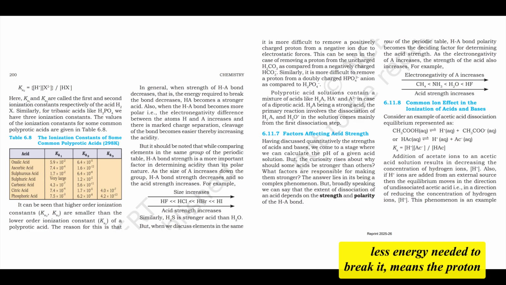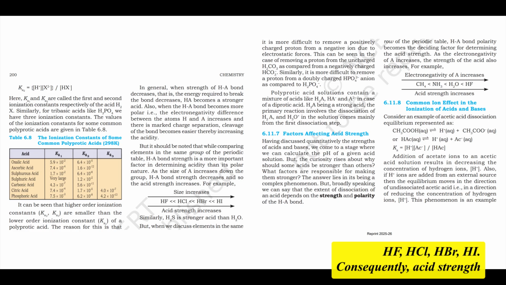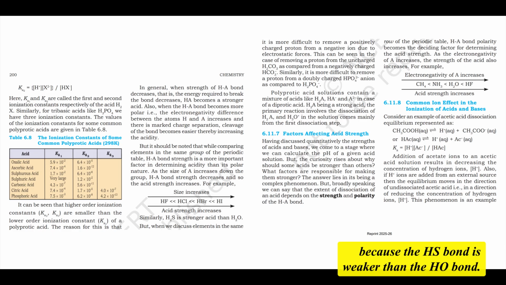A weaker H-A bond, less energy needed to break it, means the proton can leave more easily, resulting in a stronger acid. This factor is generally dominant when comparing acids within the same group in the periodic table. For example, moving down the halogen group, the H-X bond strength decreases: HF, HCl, HBr, HI. Consequently, acid strength increases down the group. HF is a weak acid, while HCl, HBr, and HI are all strong acids. Similarly, H2S is a stronger acid than H2O because the H-S bond is weaker than the H-O bond.